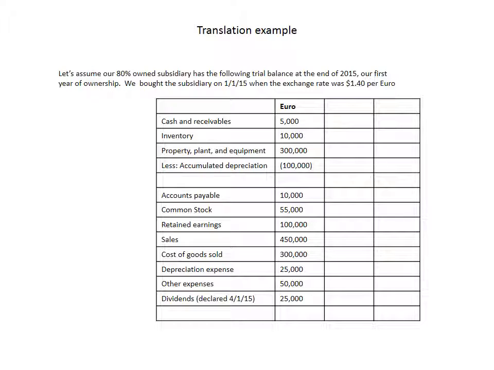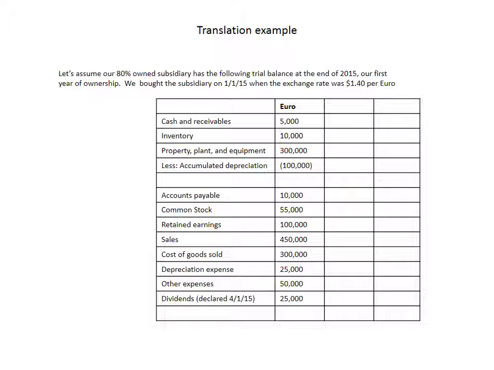Let's go ahead and do an example of a translation. Now, first off, before I forget, translation is much more common than remeasurement in the case of foreign subsidiaries. Generally speaking, our foreign subsidiaries have as their functional currency the local currency of the area in which they operate. So translation is going to be much more common than remeasurement.